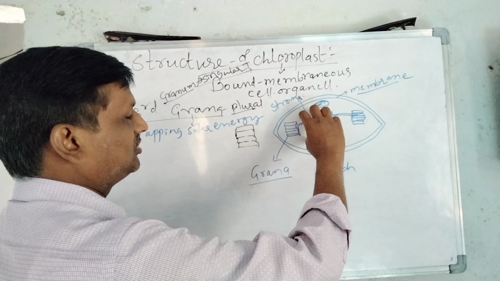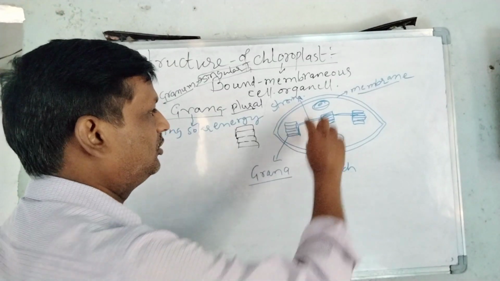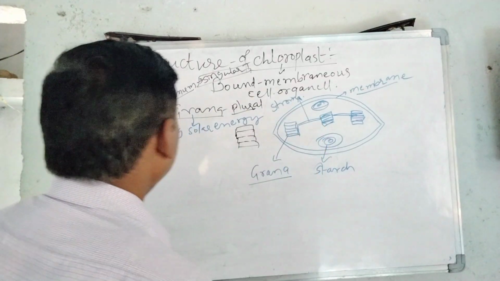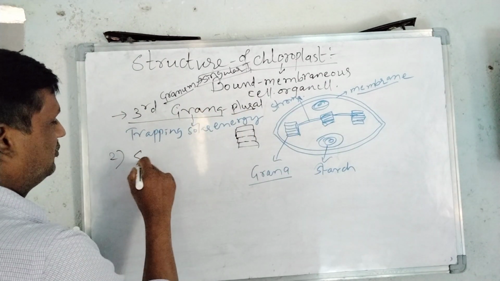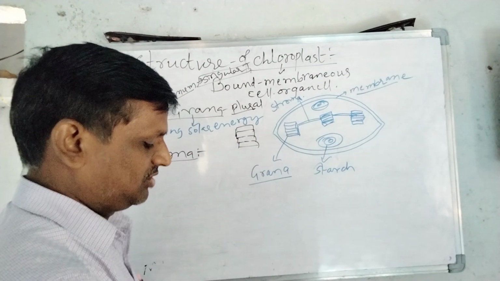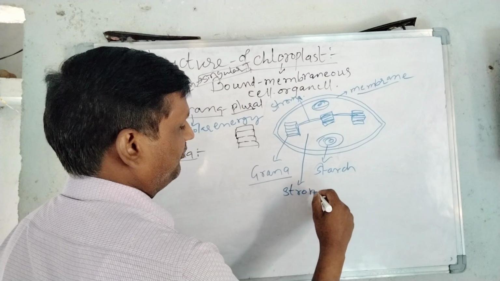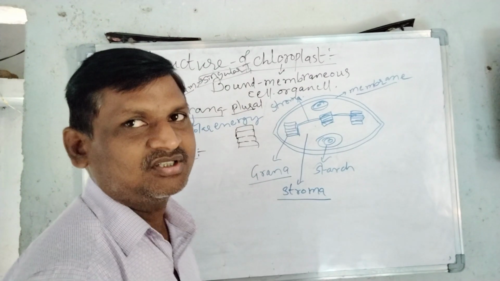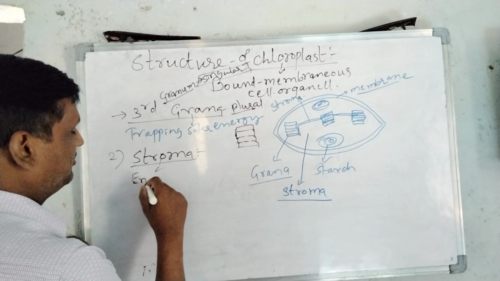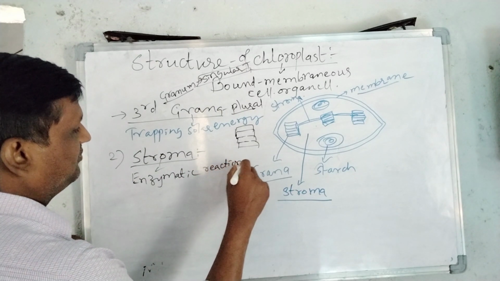The liquid portion, or colorless part, of the chloroplast is called stroma. In the stroma, one granum is connected with another with a stroma thylakoid. So first one is grana, then second one is stroma. Stroma is nothing but the liquid or fluid part of the chloroplast. This stroma is for enzymatic reactions. Very important.